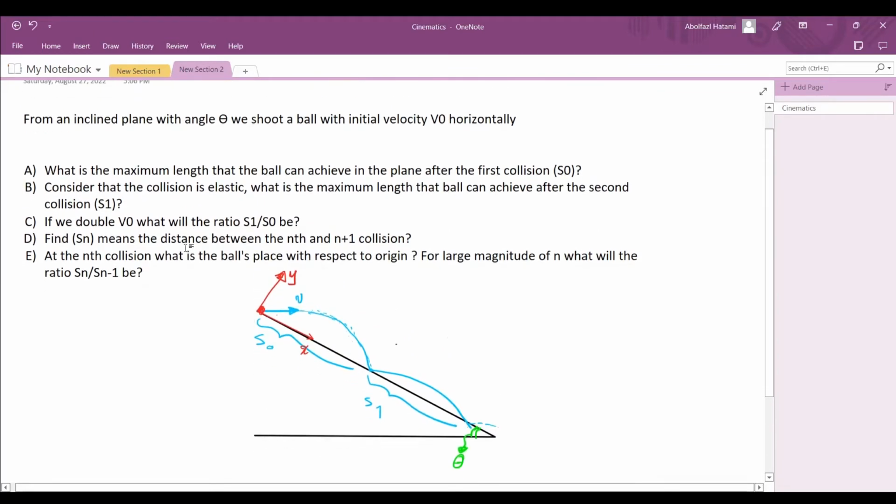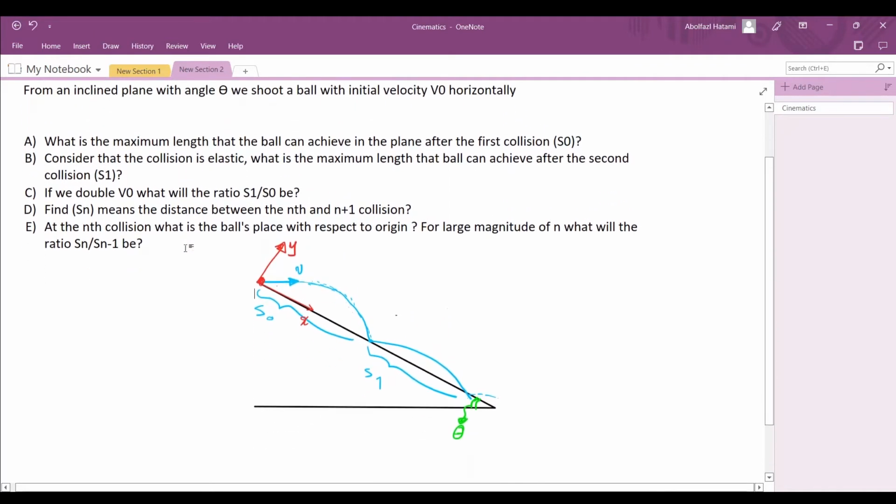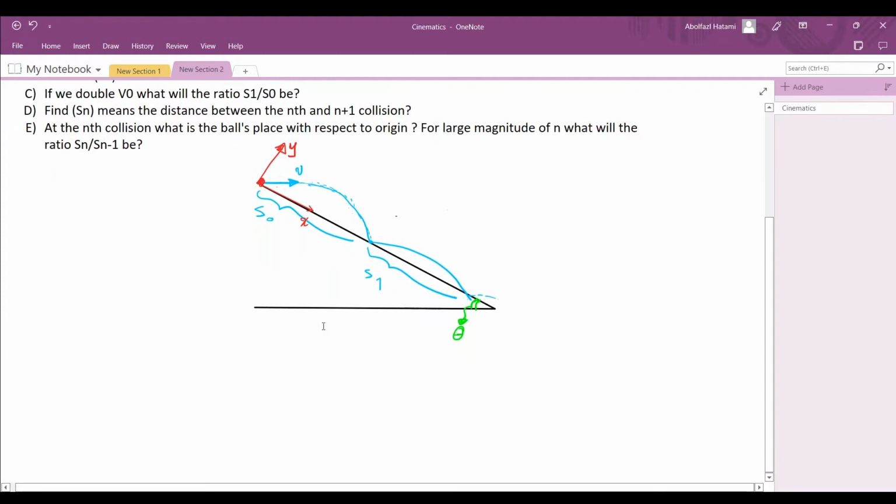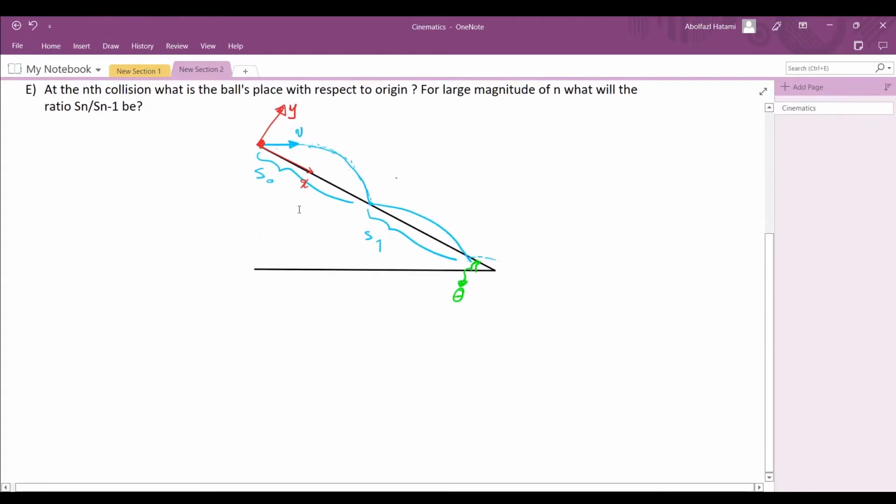Okay, let's solve the problem. Part A is: what's the maximum length that the ball can achieve on the plane after the first collision? It wants us to calculate S0. We write the kinematics equations.